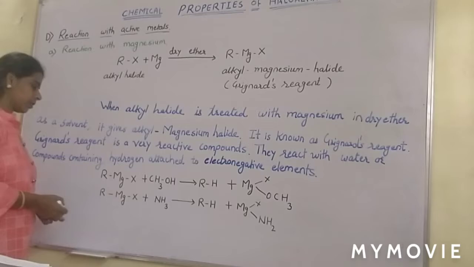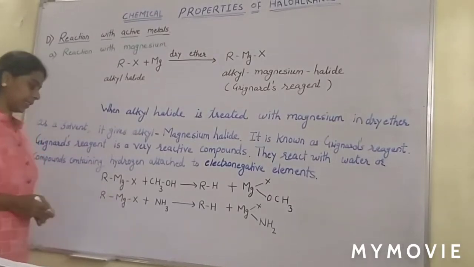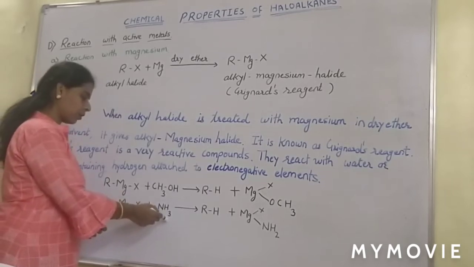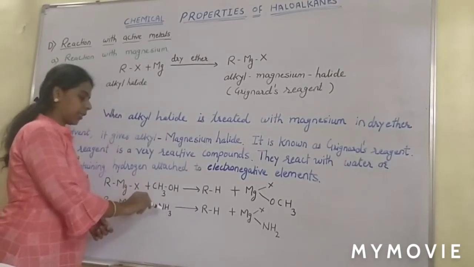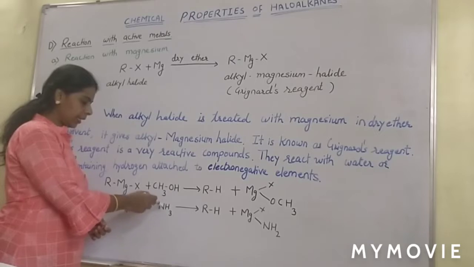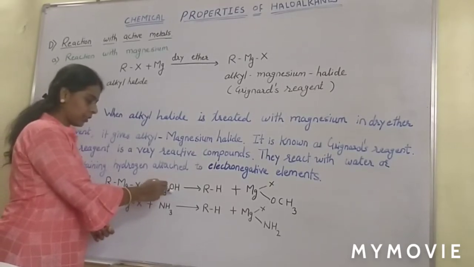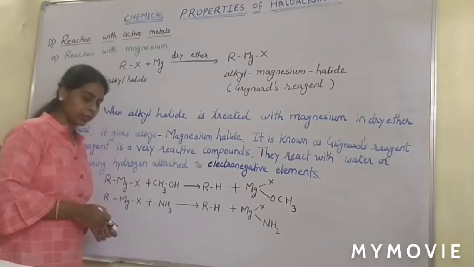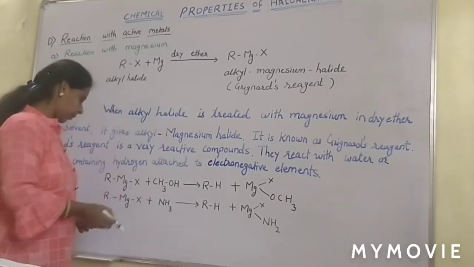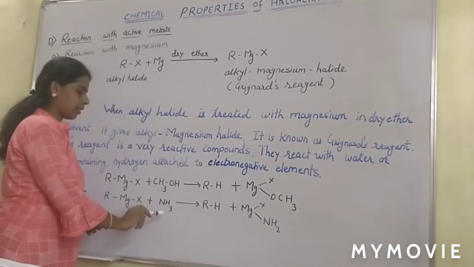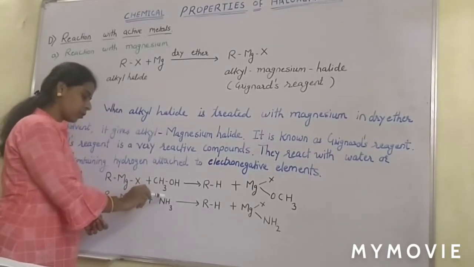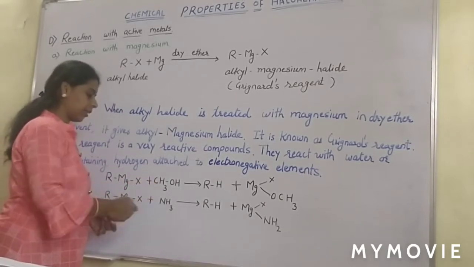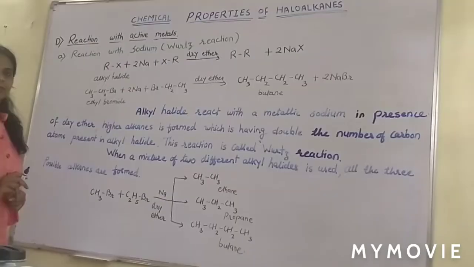Now the next reaction is alkyl magnesium halide, that is a Grignard's reagent, reacting with ammonia, because this compound is also having hydrogen which is connected to a highly electronegative element. Here also oxygen is highly electronegative. Here also hydrogen is attached to nitrogen, which is also highly electronegative. Now Grignard's reagent reacts with ammonia. Then there is also formation of hydrocarbon and magnesium; one valence is occupied by X and another valence is occupied by NH2 group.